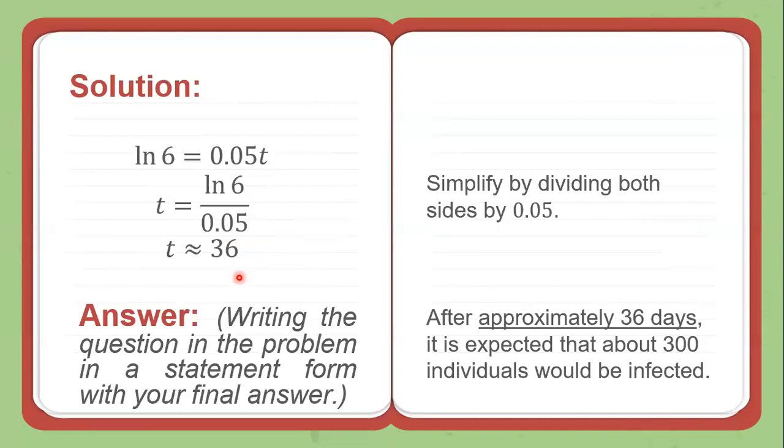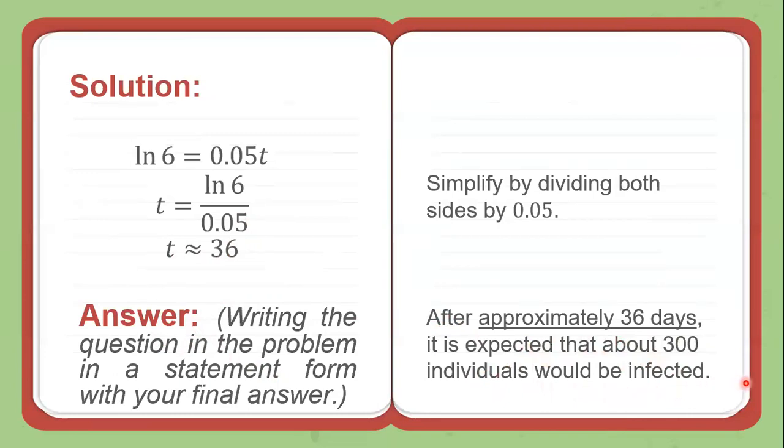For your answer, I just want to see in your graded exercise the statement form of the question in the problem. Of course, with your final answer, because basically it is the role it plays. So, just like this, it will be written in this way. After approximately 36 days, it is expected that about 300 individuals would be infected.